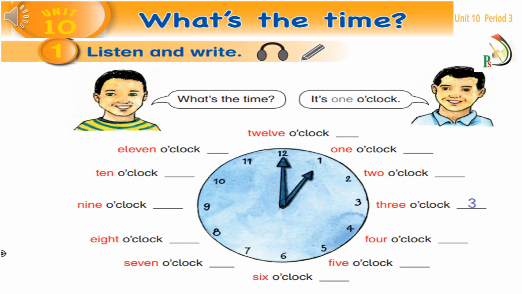Exercise number 1, listen and write. Here, let's read the speech bubbles between Walid and Hamza. What's the time? It's 1 o'clock. Let's read, please, the numbers together. 1, 2, 3, 4, 5, 6, 7, 8, 9, 10, 11, 12 o'clock.